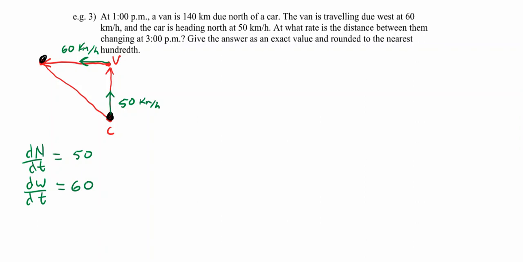Now, I do have a little mistake here. The 50, if you think about this, even though we usually call up positive and left negative, this one is actually decreasing, right? The distance between them was a certain distance from here to here, and that distance is getting smaller and smaller. Couldn't you almost think of the 140 kilometers as a negative value?